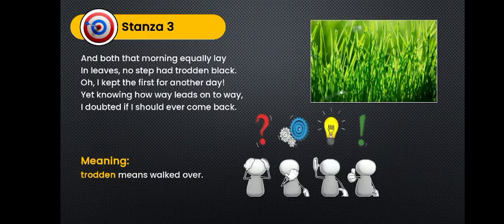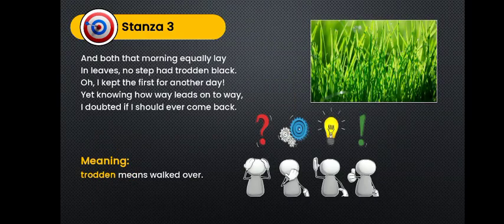or rotten leaves. Okay. Oh, I kept the first for another day, and the poet here compelled himself to take one road as he was one traveler, and comforted himself by saying, let's suppose that the other road will be taken on another day. And we know if we make a decision, we could not get back through it. We could not get back to our starting point and take the second decision, take the other option. These are just comforting words to comfort himself.